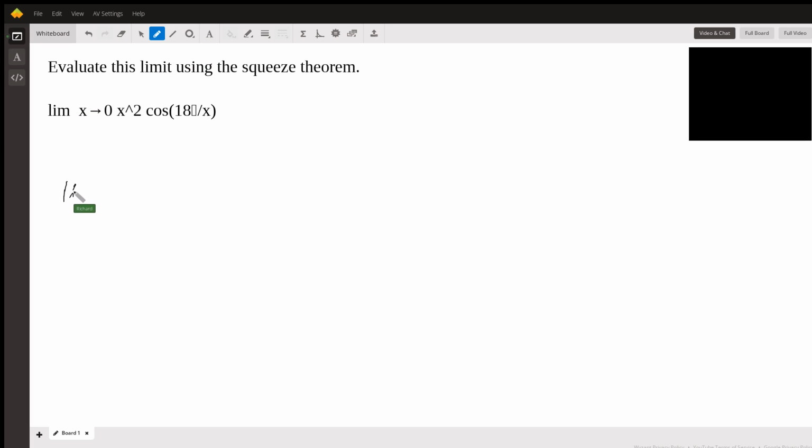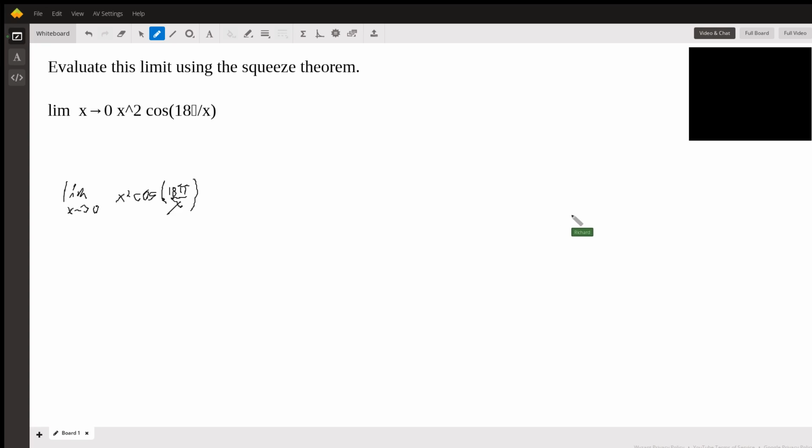The limit as x approaches 0 of x squared times the cosine of 18 pi over x. So 18 pi over x is certainly not something we see every day.